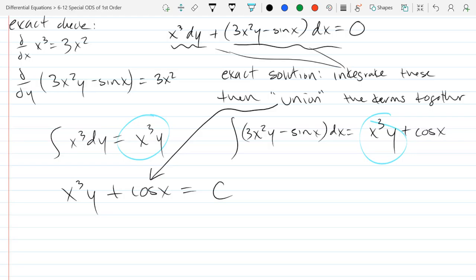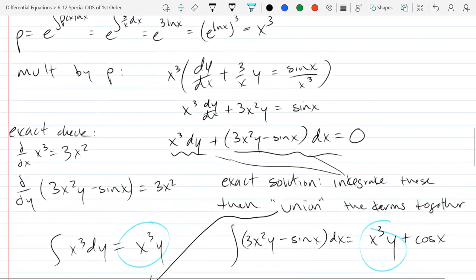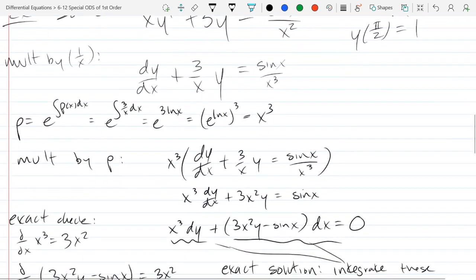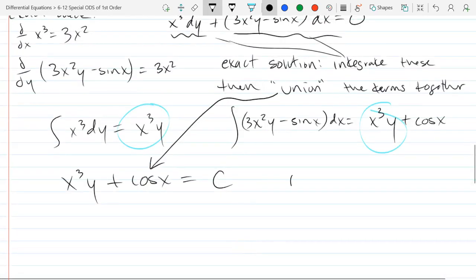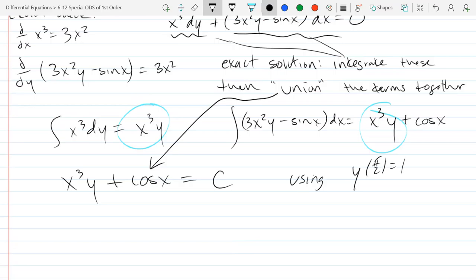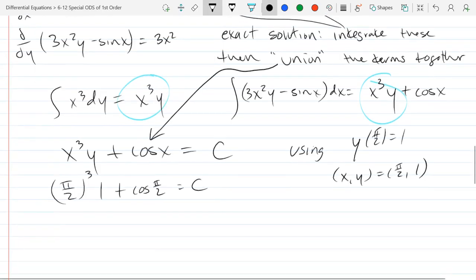All right, how do we get rid of our C? So we'll go with the initial condition, y of pi over 2 equals 1. And remember, this is an x, y. The x is pi over 2, and the y is 1. So go pi over 2 for x, 1 for y. And cos of pi over 2 is 0, so there's our constant.